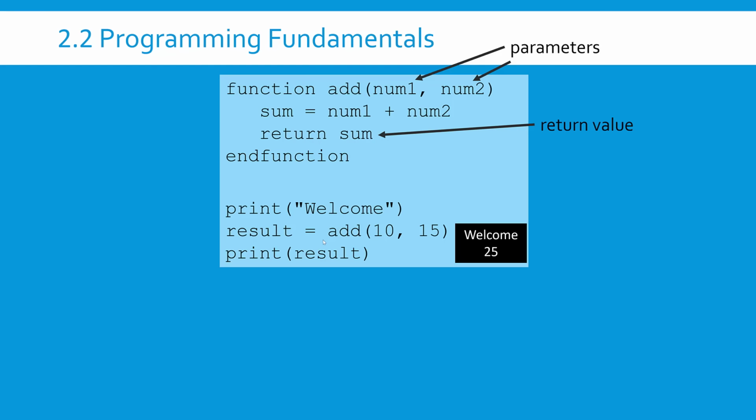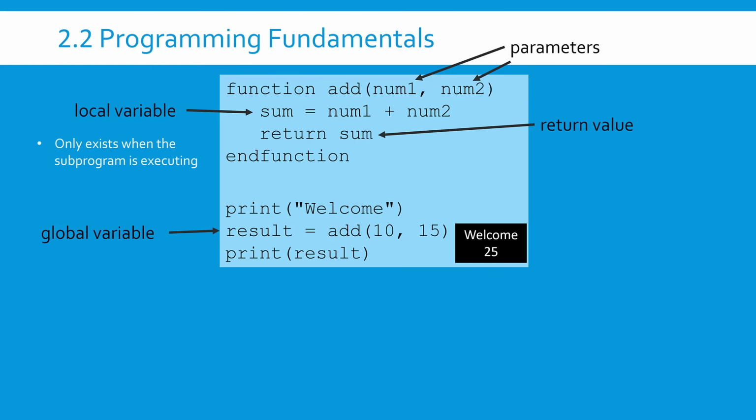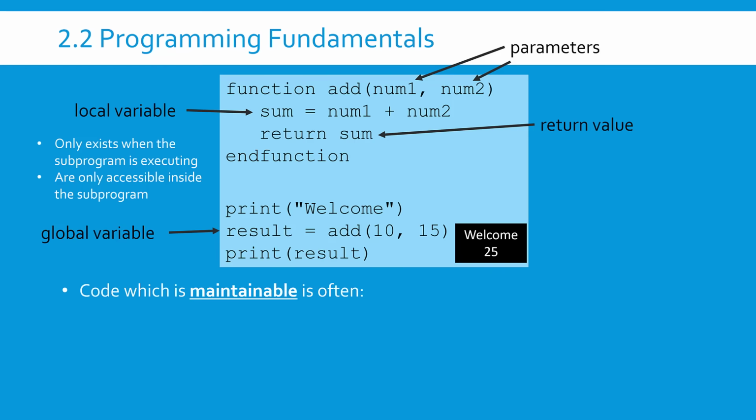Now we have actually got a few types of variable in this code. I've got my parameters, which is one type of variable. I've also got local variables inside my function, and I've got a global variable outside of my function. So local variables only exist when the subprogram is executing and also are only accessible inside of a subprogram. If your code has got lots of global variables, it's generally not very maintainable. Code which is maintainable is easy to understand and easy to change in the future. But there are some other ways to make code maintainable. One of them is just to use many subprograms.